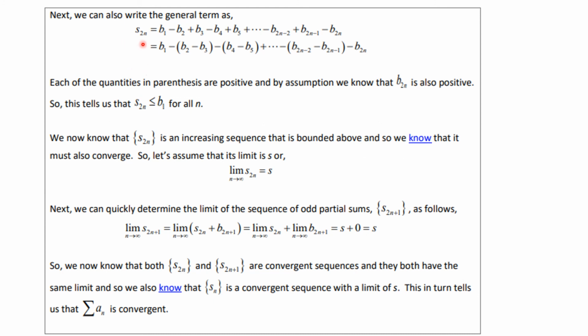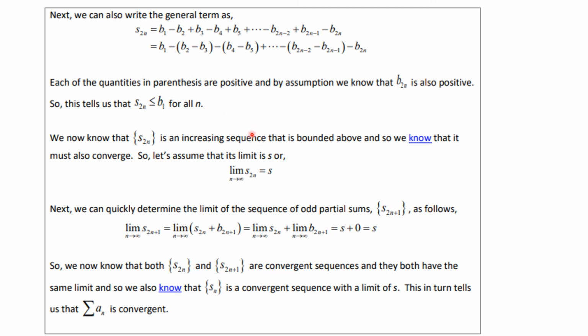And the general term can be written this way. We're just doing some clever writing of the parentheses. Now each of these quantities are positive, and so we know that this subsequence is also positive, and so that tells us that S_2n for all n is less than b1. That tells us that this sequence is bounded.